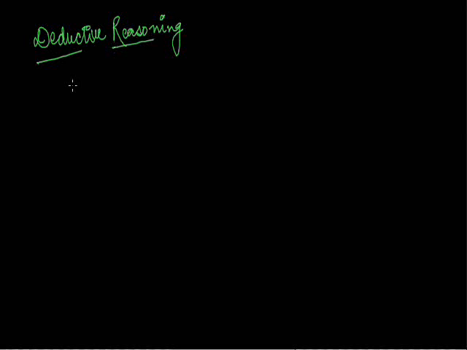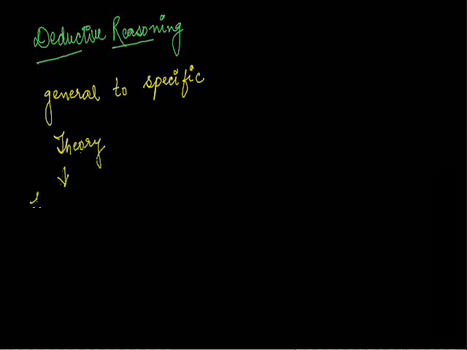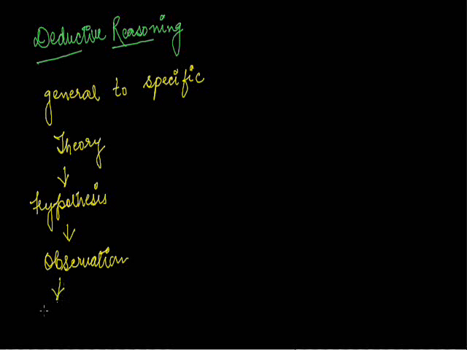In deductive reasoning, we go from general: we give some general statement, and on the basis of that general statement we try to observe some specific things. That is, we go from general to specific. Over here we first have the theory, then we have hypothesis, then we have observations, and then we have confirmation.